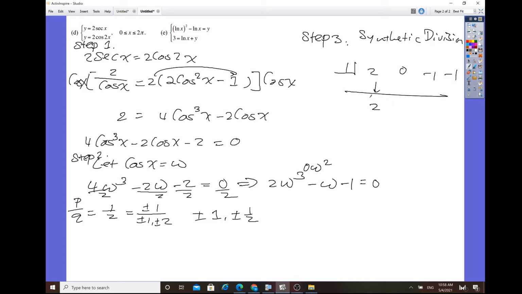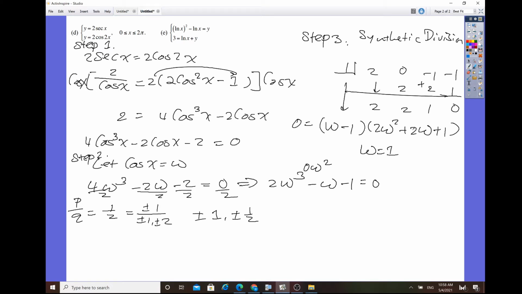So 2, bring it down. 2 times 1, 2. Bring down that 2. And then 2 times 1, 2. Plus negative 1, so it's 1 times 1, 1. Final remainder, 0. So that means this one is written as w minus 1 times 2w squared plus 2w plus 1. So the whole thing equals 0. So what this one is saying is that w equals 1.